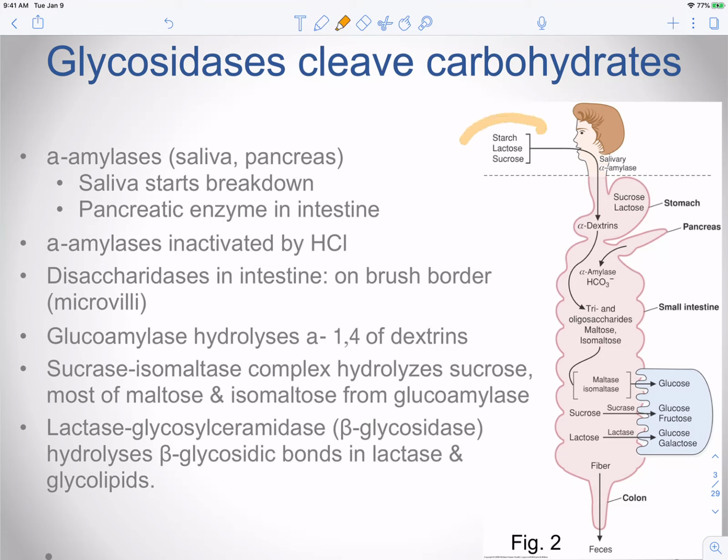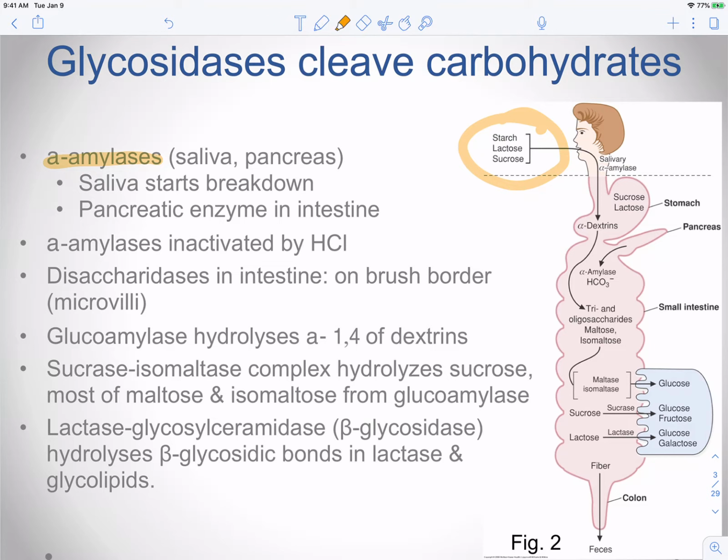So again, we're starting with the intake of starch, which is basically glucose molecules put together, lactose, and sucrose, sugars that are going to have to be broken down into simpler sugars. We have our alpha amylases. There are two locations where you find these alpha amylases. They're exactly the same. There's no difference. It's just that one starts in the mouth. So you have your saliva alpha amylases, and as they begin to break down your sugars, as they pass through the stomach, they get inactivated.